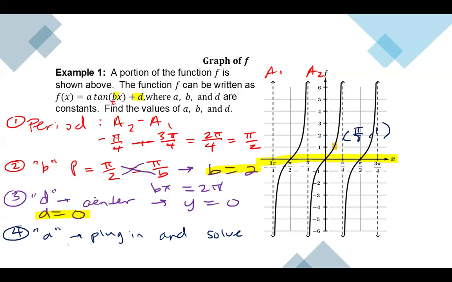So y'all are ready to plug everything in. Let's list out what we're plugging in. For our Y, so our f of x, we're going to have f of x equal 1. For our B equals what? 2. For our x, we're letting x equal pi over 8. And then our D is 0. We now have plugged in everything except for A, which is what we're solving for.